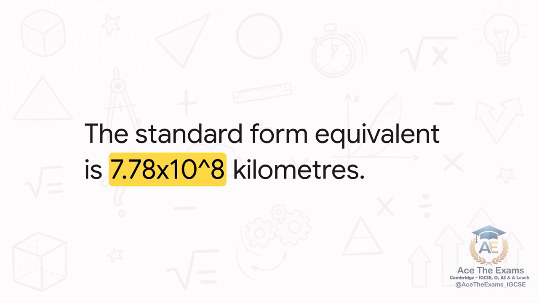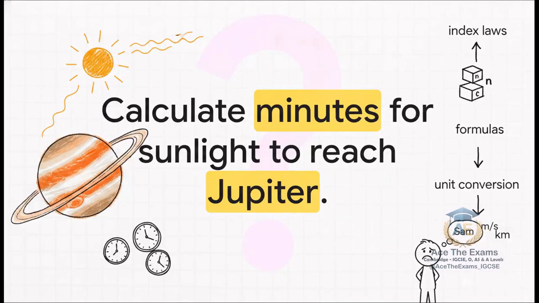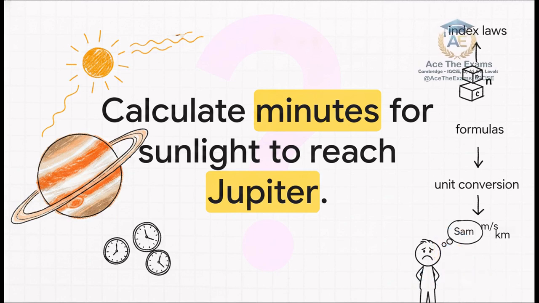But listen, the exam doesn't just want you to translate standard form, it wants you to operate dynamically with it. Let's see if you can spot the massive trap in how most students approach this dual-layered calculation. If light travels at 3 times 10 to the power of 8 meters per second, calculate the number of minutes it takes for sunlight to reach Jupiter. Now this is a heavy question. It requires index laws, physics formulas, and unit conversion all at once.